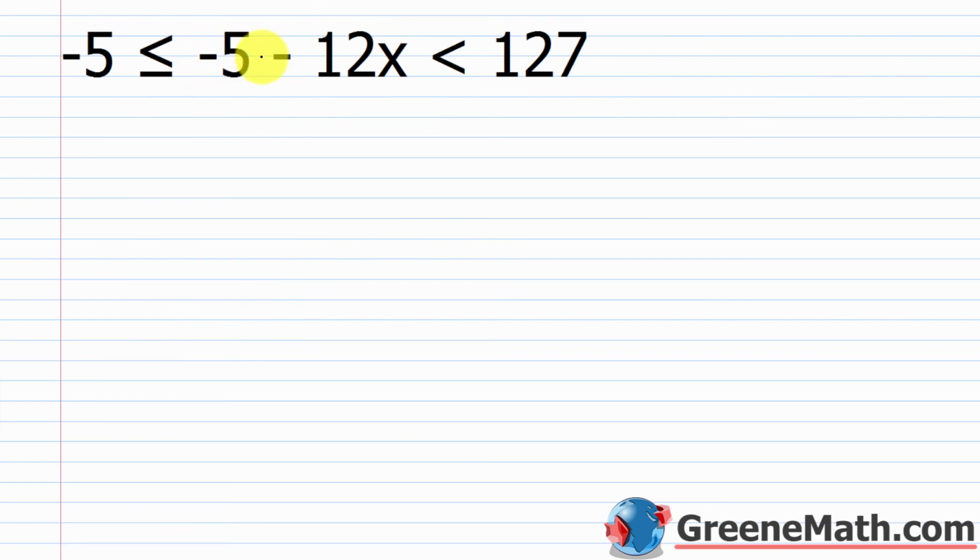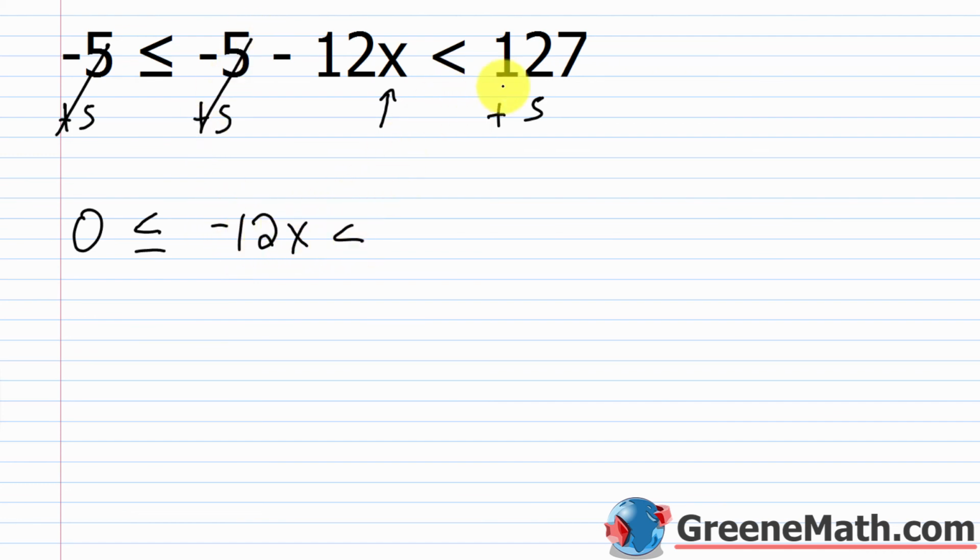So we have that negative 5 minus 12x is greater than or equal to negative 5 and less than 127. So my goal is to isolate the variable x in the middle here. So I'm going to add 5 to each part. Remember, you've got to do it to each part. So that's going to cancel and be 0. Make sure you write 0 there. You don't have anything else over there. So this is less than or equal to. And then this is going to cancel. I'll just have negative 12x in the middle. And then is less than, we have 127 plus 5, that's 132.